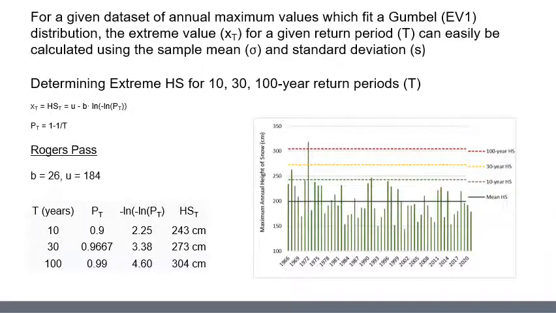Now that we know B and U, we want to calculate the 10, 30, and 100 year maximum height of snow values for Rogers Pass. To do that, we create a table shown on the bottom left-hand corner here, where first we calculate the probability for each of the return periods. Then we can calculate the negative natural log of the probability, and we use that plus our formula here to calculate the 10, 30, and 100 year values.